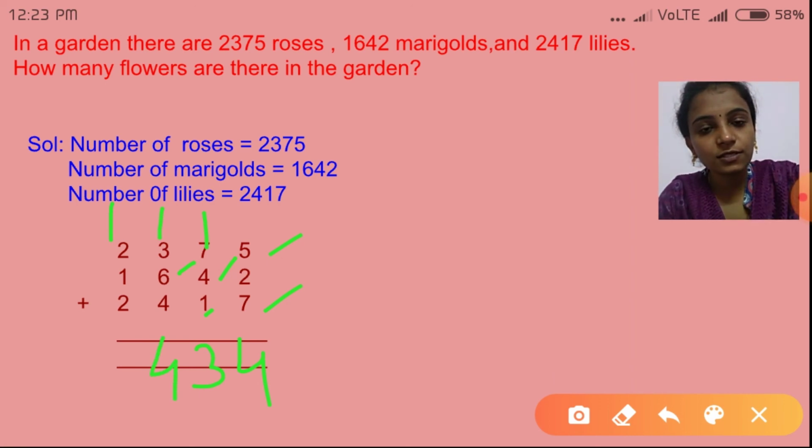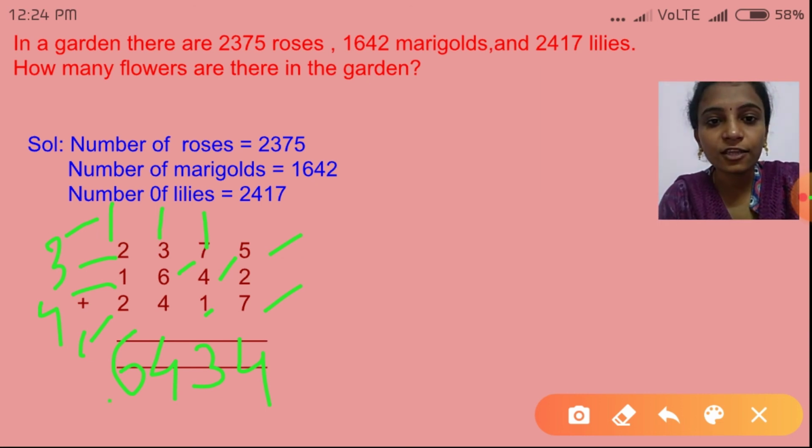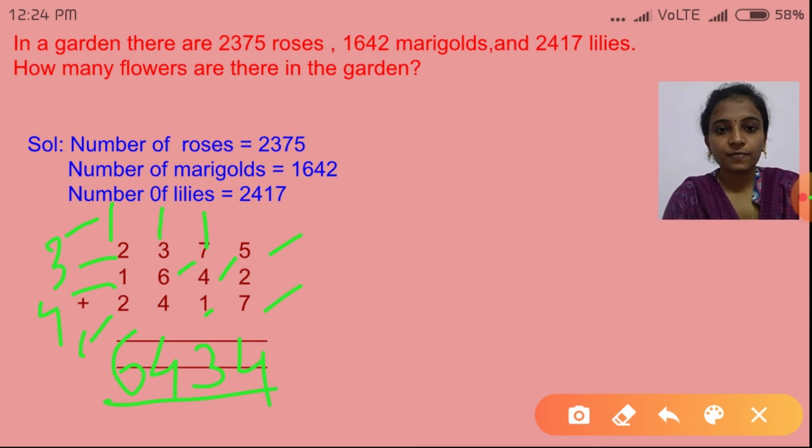Right. So these are simple. 2 plus 1 is 3. 1 plus 2 is 3. 3 plus 1 is 4. 4 plus 2 is 6. So how many flowers are there? Total number of flowers, roses, marigold, lily, all combined together, how many flowers are there? 6,434 flowers are there.